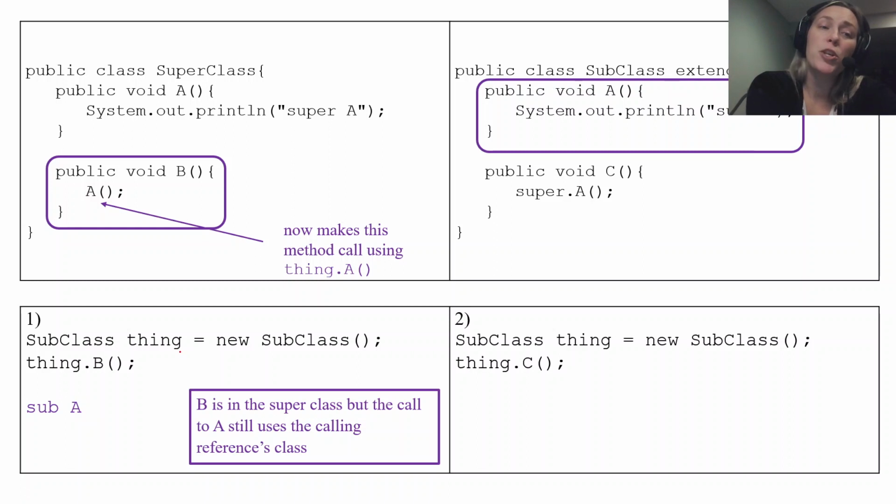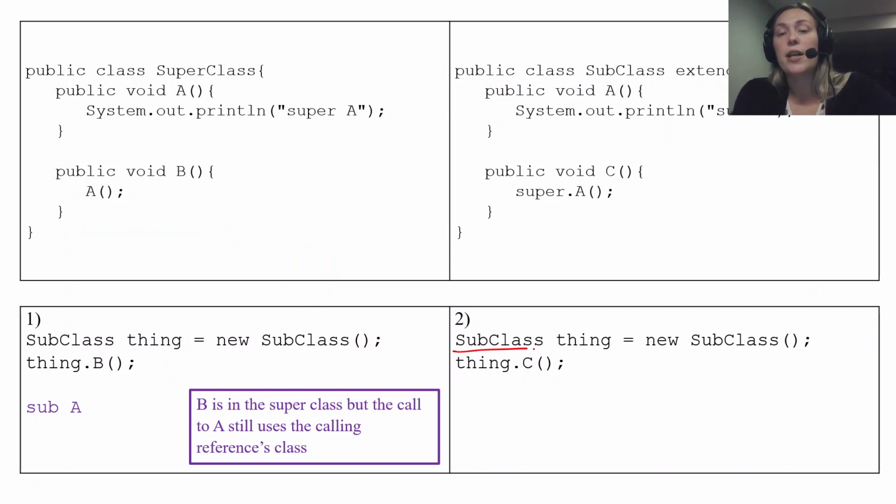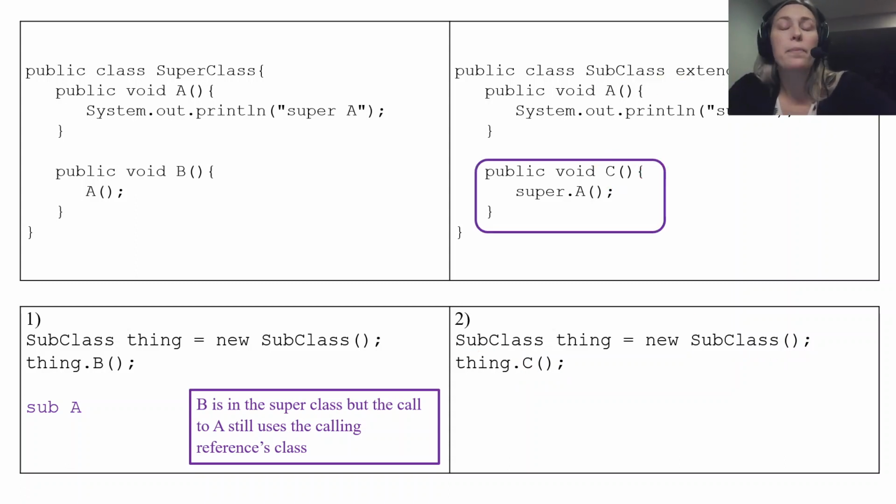It always comes back to what your reference, when you're running the program, what is your reference created as? Okay. Always comes back to that. That's always your starting point in your inheritance hierarchy. When you're running a program, what is your reference created as? Okay. So I come over here. Subclass thing equals new subclass. Again, no upcasting. Thing.c. Okay. So I go into my subclass and I find C. So I'm going to run it.